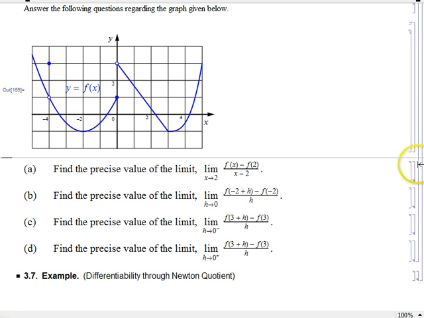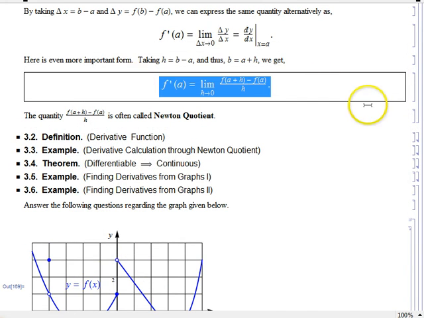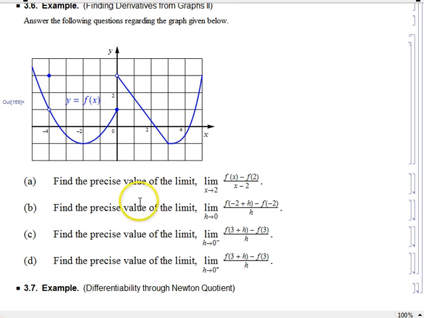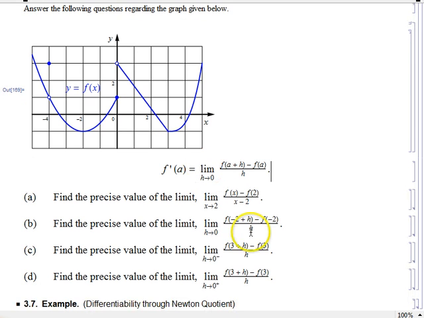How about the next problem? We have this h notation. So that's the same as this one, the Newton quotient notation. And then if I compare this with that, the a value is -2. So I have to find out the derivative at x equal to -2. It's right here. We already discussed it. It's a horizontal tangent, so the derivative has to be 0.